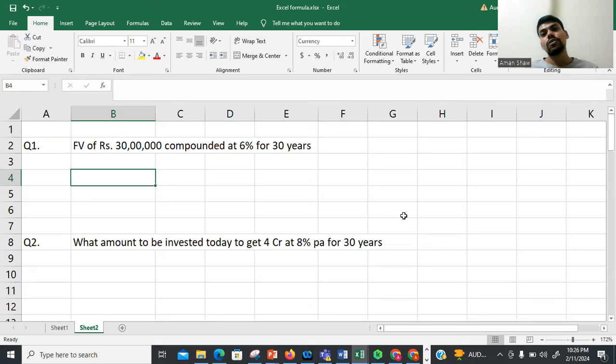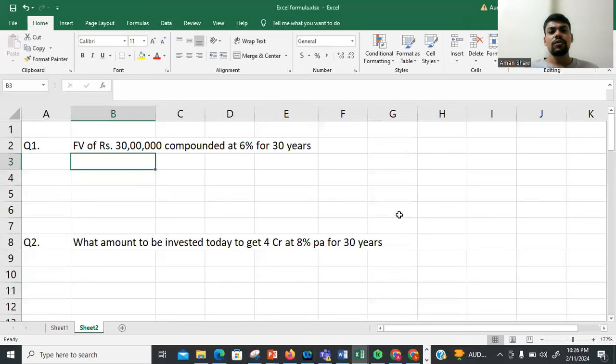I know you can do it with the formula P(1+i) to the power n, but that is not the concern. Using those methods to find the answer in front of the interviewer gets you too many negative marks. The interviewer is more interested in whether you know the formulas or not. So we'll go one by one.